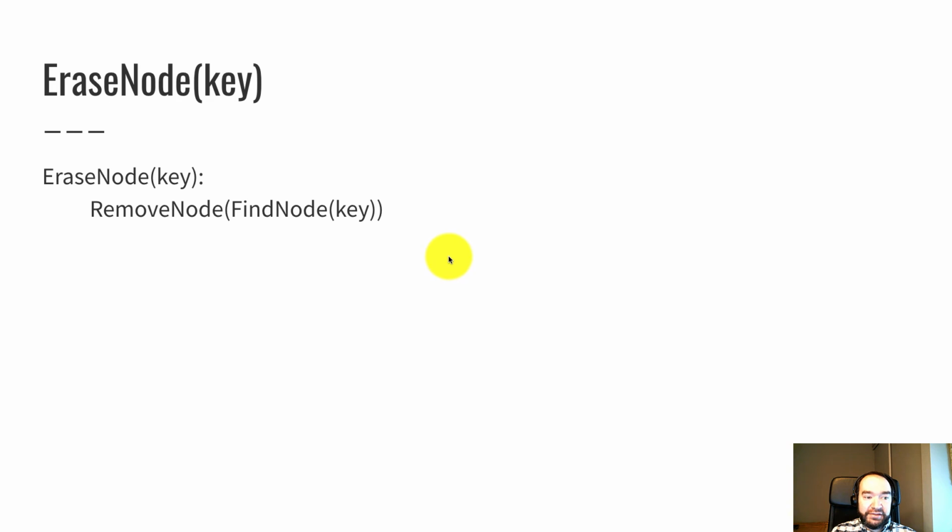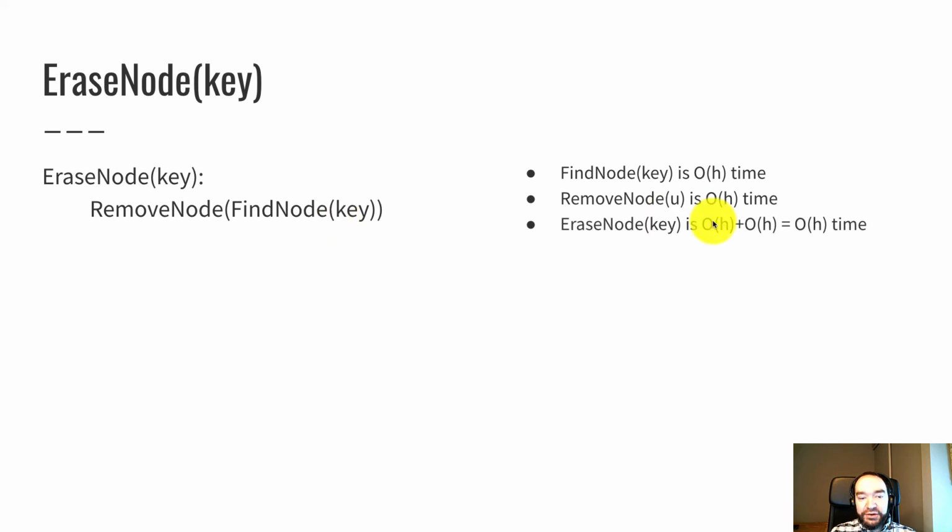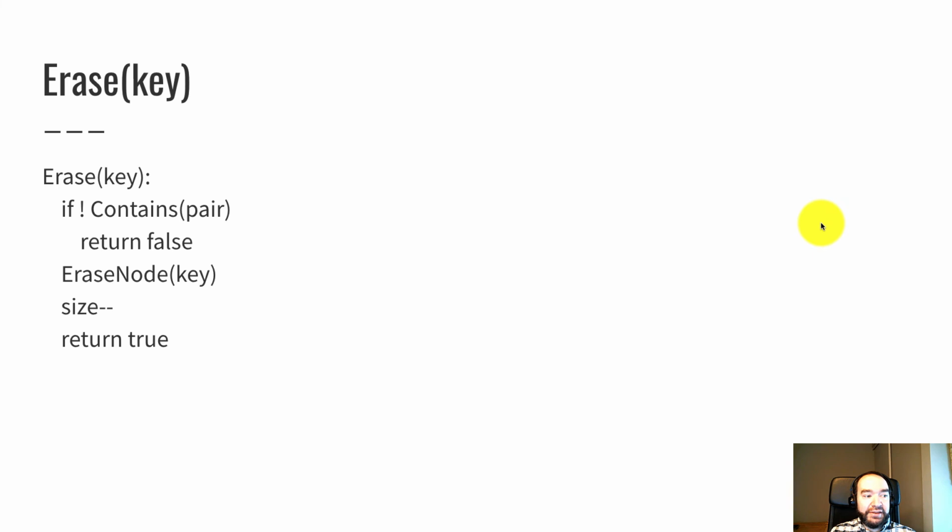Now we can analyze EraseNode that calls FindNode and RemoveNode. FindNode does another one of these searches starting at the root and working its way down. FindNode takes big O of h time. RemoveNode we just analyzed on the previous slide, and it takes big O of h time. So EraseNode takes big O of h for FindNode plus big O of h for RemoveNode is big O of h total time.